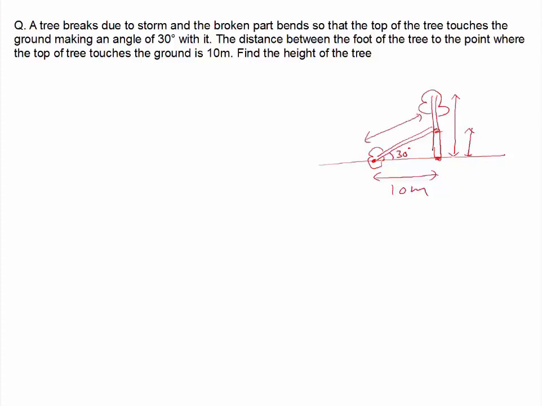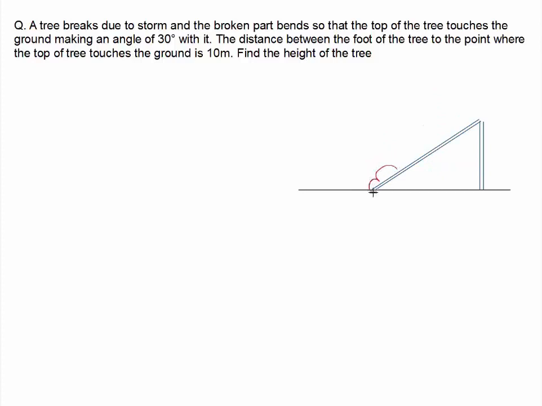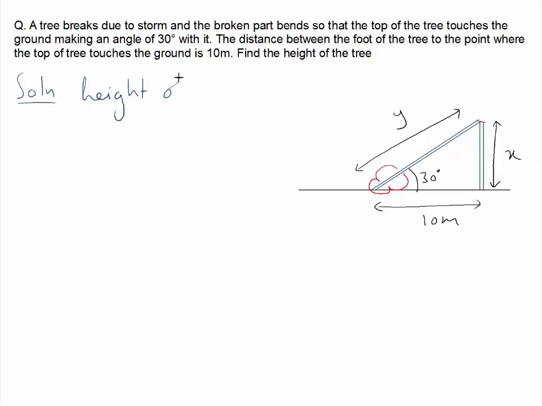So let's see a proper diagram. Let's say this was the tree, and this is how it was. It broke down from here. Now the angle it makes is 30 degrees. This length is given as 10 meters. We need to find the height of the tree. So let's call this height x and this y. If this is the case, the height of the tree will be x + y. Essentially we need to find x and we need to find y.